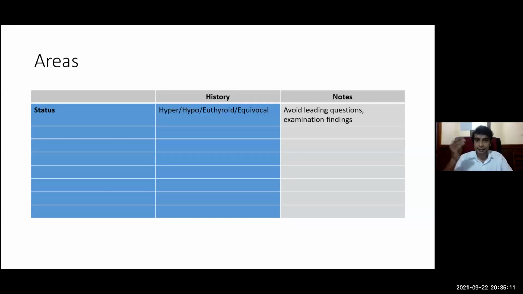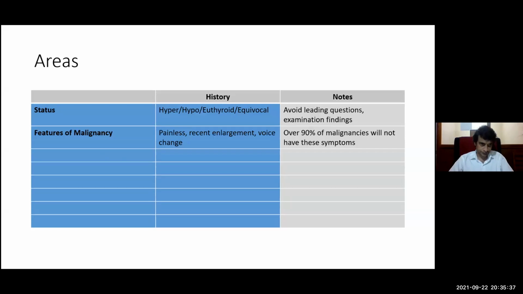The other important thing is that you are racing against time in your short case. So don't try and ask questions that you are going to find answers to in your examination anyway. Are you sweating? Do you have tremors? Things like that. No point in asking because you are going to examine the patient and find answers to those things anyway. So thyroid status is one area that you need to focus on.